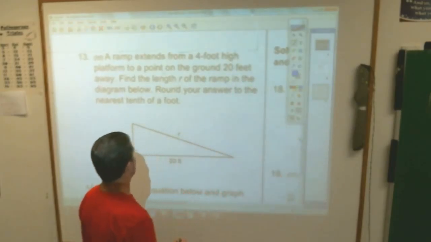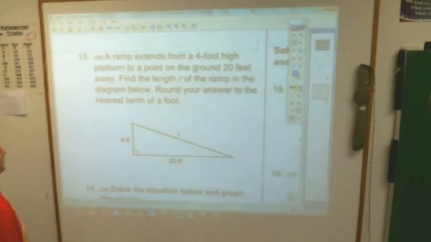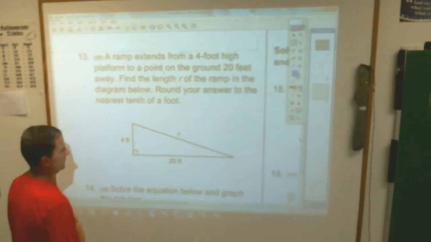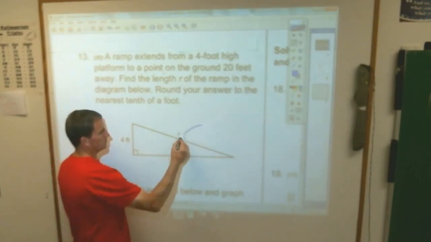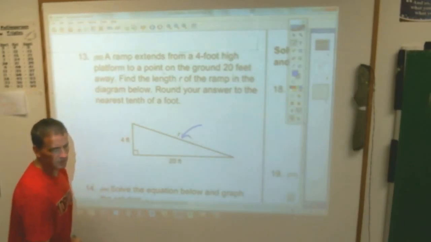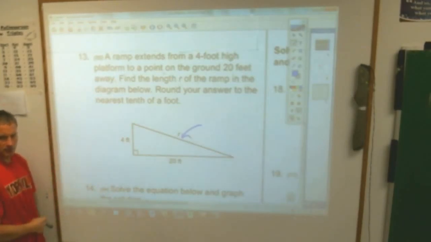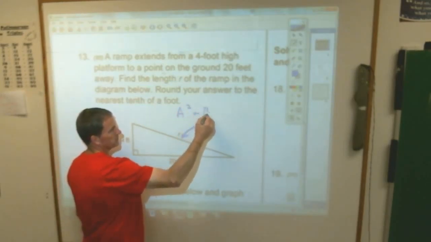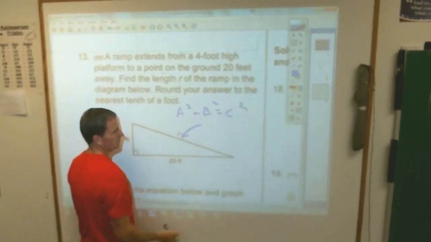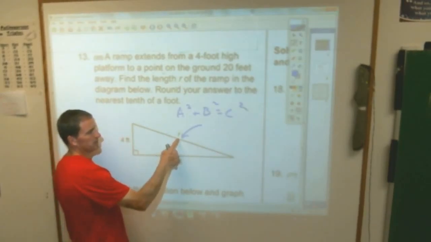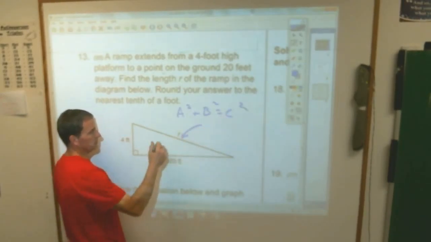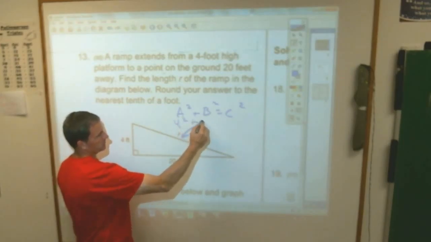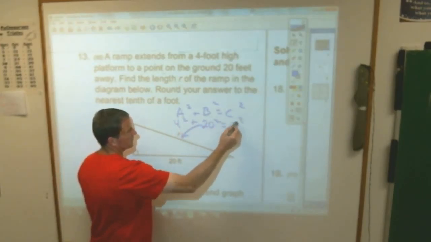A ramp extends from a 4-foot high platform and is pointed around 20 feet away. Find the length of the ramp in the diagram below, round your answer to the nearest tenth of a foot. I'm struggling to see why this should have been difficult for you, because it's simply the Pythagorean theorem. What's that? A squared plus B squared equals C squared. The part you're missing is the C squared, so you just have 4 squared plus 20 squared equals C squared.